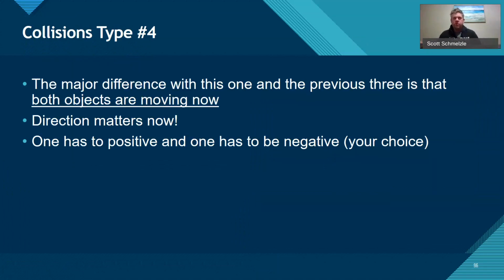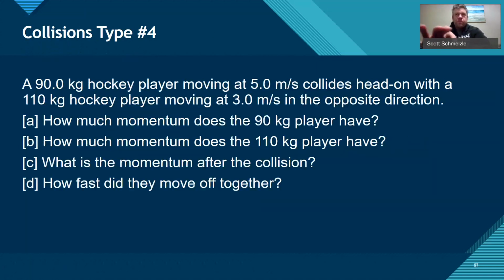Because both objects are now moving, both will have initial momentum. The other thing to be aware of here is that now direction really does matter. One of these has to be positive, one of these has to be negative, because one of these will cancel out either completely or partially the amount of momentum from the other one there. Okay. So here we go.